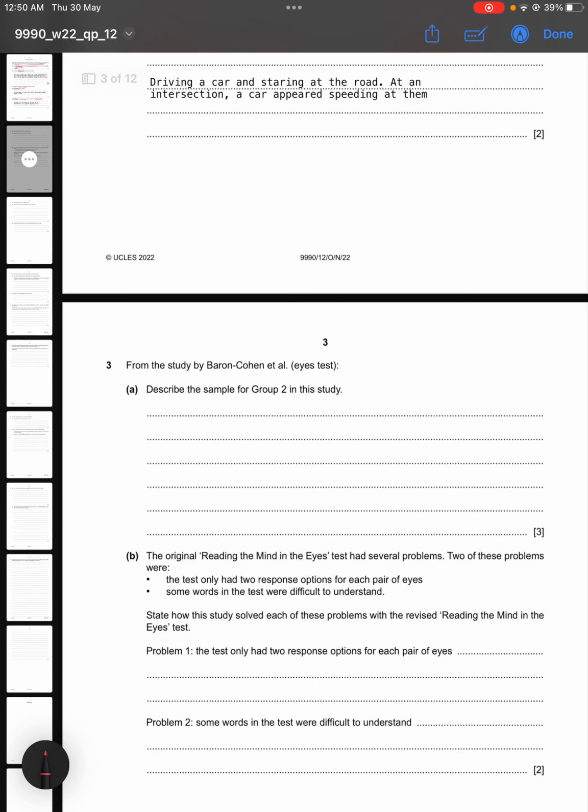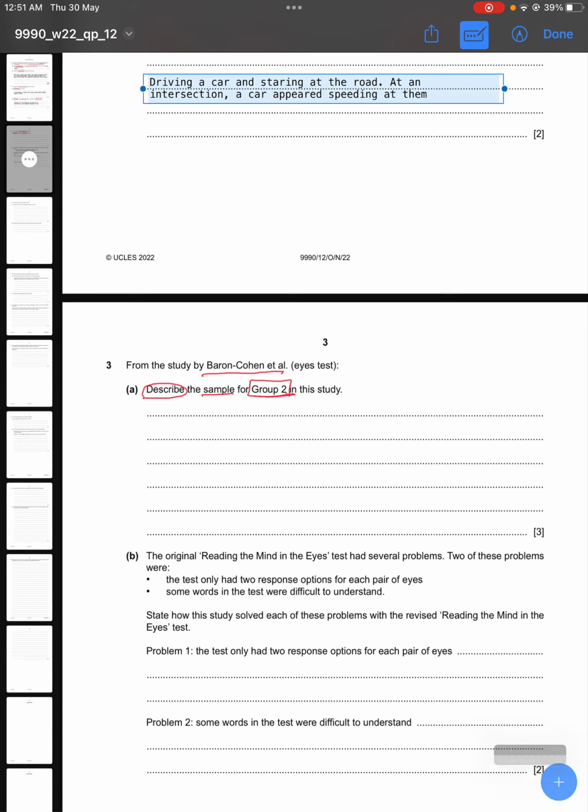And then question number 3, it says, from the study by Baron-Cohen et al., eye test, describe the sample for group 2 in this study. The sample of group 2. So any 3 features of group 2 will help you gain full marks.